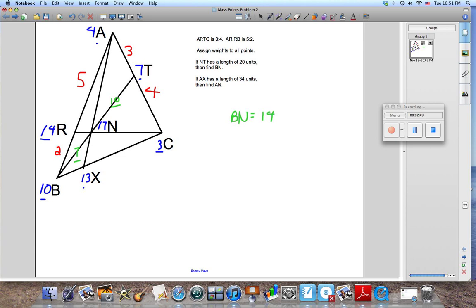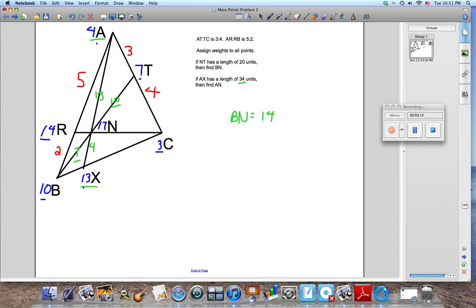Next, from a to x, that's a length of 34. Two parts of a and x. From a to n is 13, the coefficient of the x. And from n to x is 4, the coefficient of the a. So that's also pretty easy, set up well.